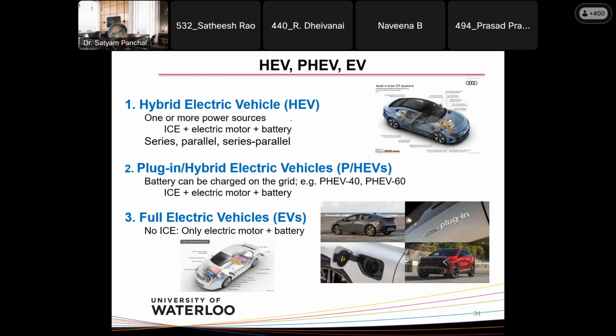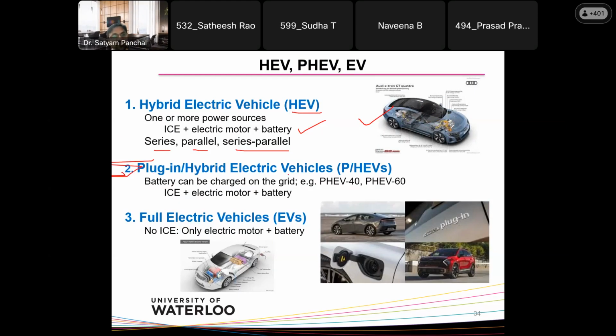What is the difference between EV, HEV, and PHEV? A hybrid electric vehicle is an electric vehicle which has an internal combustion engine as well as an electric motor and the battery. Typical hybrid electric vehicles are series, parallel, or series-parallel combination also. Here you can see the Audi e-tron, which has the battery pack, the internal combustion engine, and the motor. I will explain later on in my slides also.